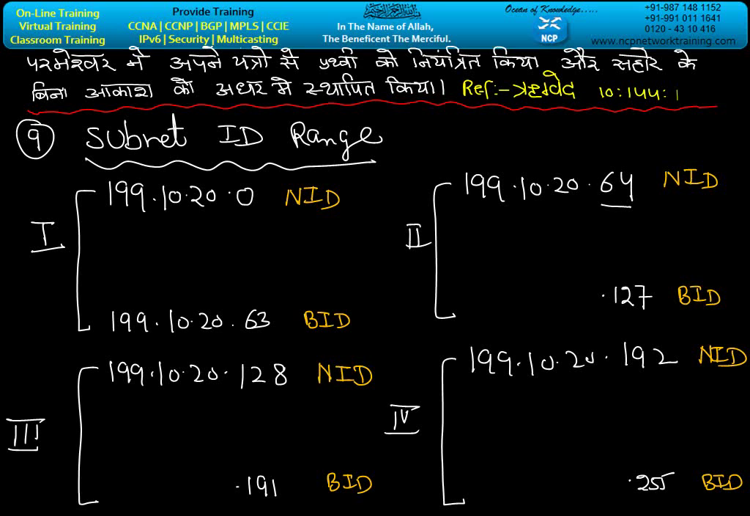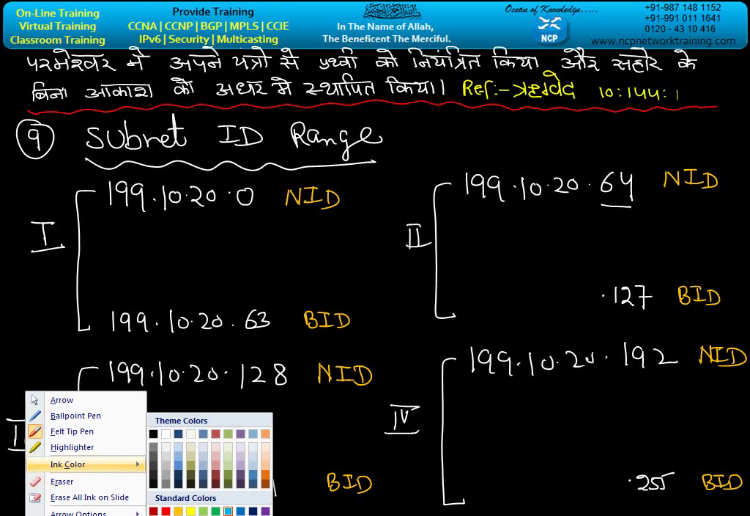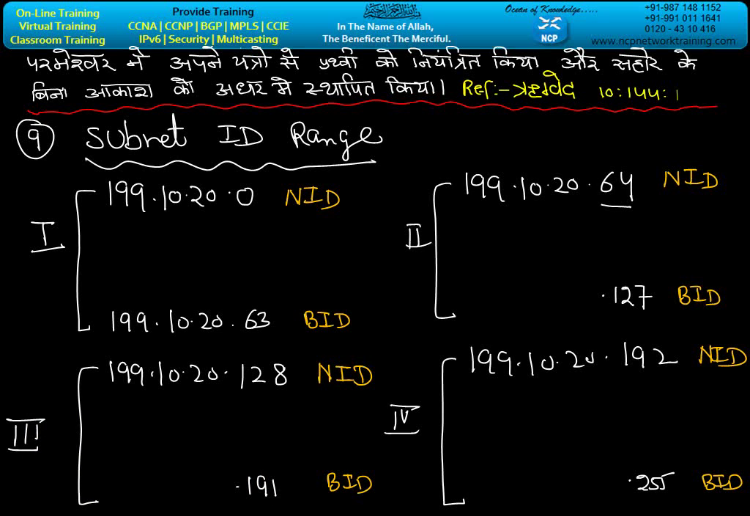And now define the range. You will add 1 into the NID, you will get first valid IP address 1, and you will minus 1 from BID, you will get last valid IP address 62, 65, 126, 129, 190, and 193, and 254.